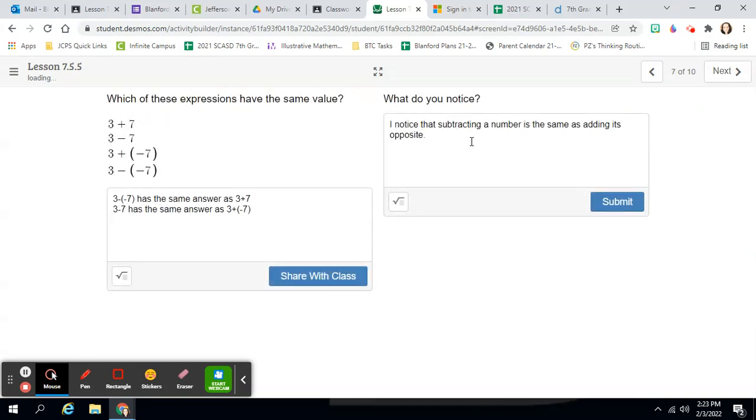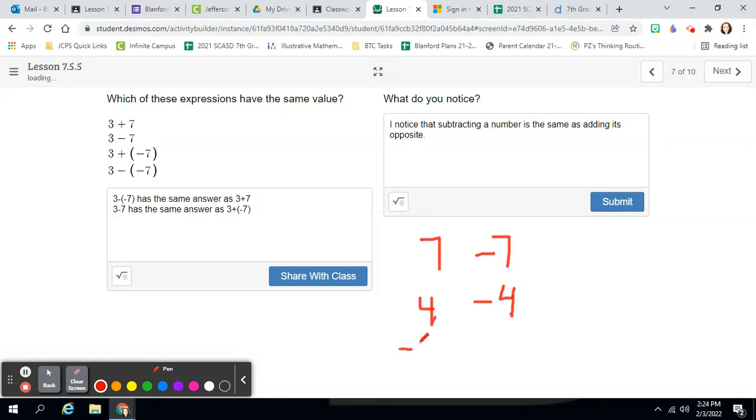So I noticed that subtracting a number is the same as adding its opposite. And when we say opposite, remember what we're talking about is 7. The opposite of 7 is -7. The opposite of 4 is -4. The opposite of -20 is +20. So when we're talking about opposites, we're really just talking about the same number with a different sign.